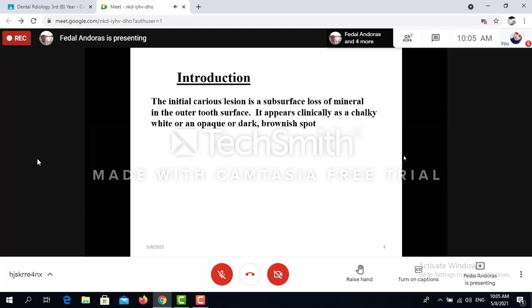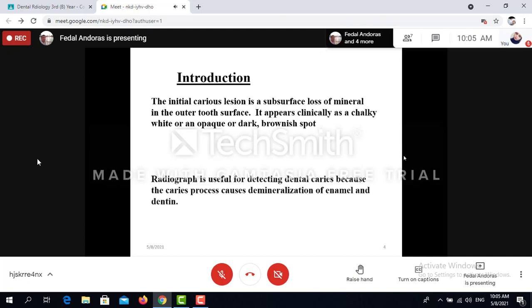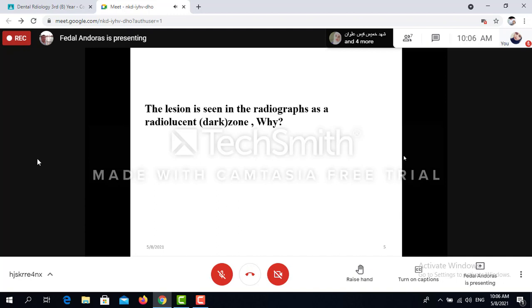So as an introduction, the initial caries lesion is a surface loss of mineral in the outer tooth surface. It appears clinically as a chalky white or an opaque or dark brownish spot. This is how caries appears clinically, and why it happens: it's a demineralization of the dentine and enamel. So radiograph is useful for detecting dental caries because the caries process causes demineralization of enamel and dentine, as I said. So the lesion is seen in the radiograph as a radiolucent, like a dark zone.